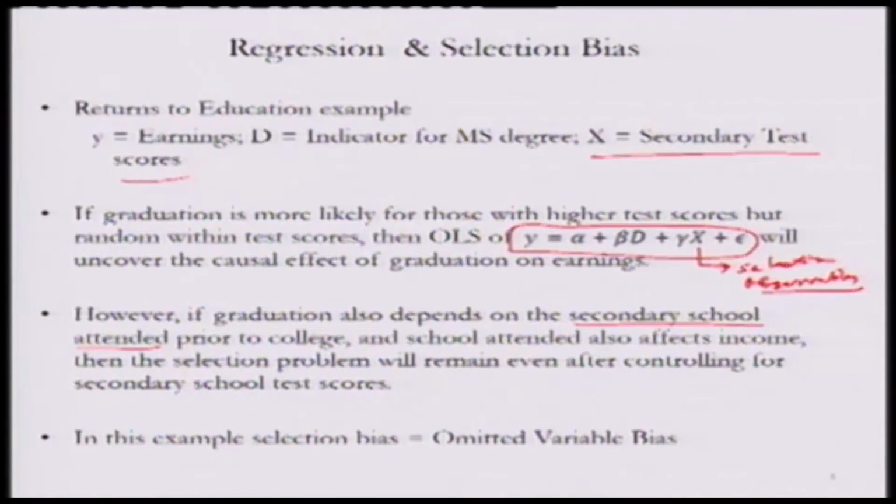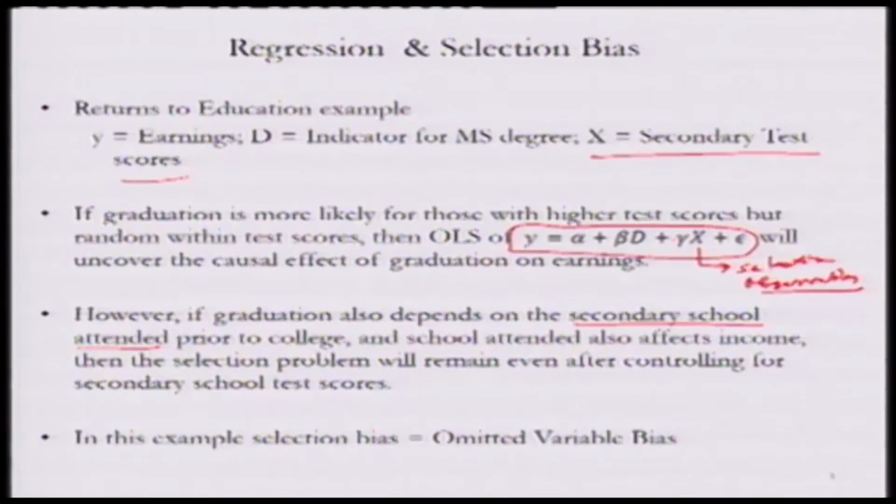So let us say a person was going to a public school or a private school. In addition to the test score that you get from your secondary school, the type of school that you go to also affects your earnings potential later in life. In that case, if you do not observe this type of secondary school, then you are not able to control for this in the regression equation that you saw over here. And when you are not able to control for an important variable, it gets loaded into this error term over here, and that creates a problem.